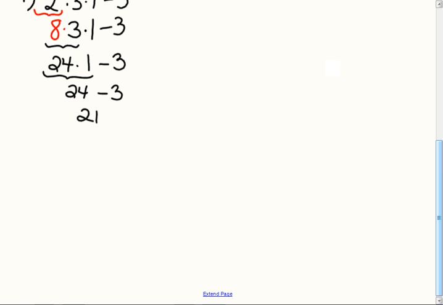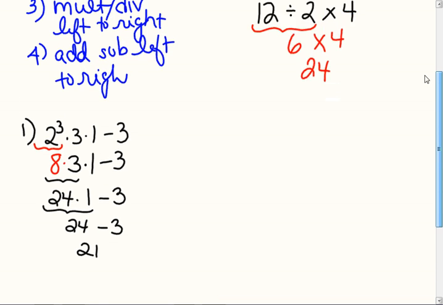I'm hoping you're finding these easy. I don't want them to be hard. You just have to follow the rules. And yes, I'll be collecting this, so if you don't have the top part, I can slide it.